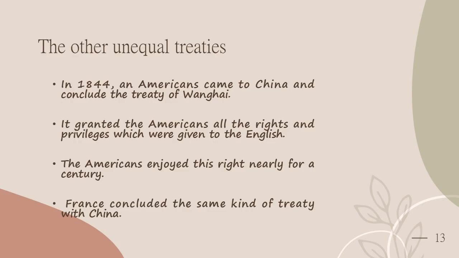They were called unequal treaties because foreigners were given a number of concessions without any profit and benefit to the Chinese. There was economic development in the treaty ports, Hong Kong and Shanghai.